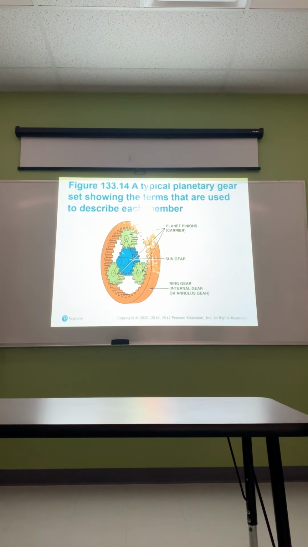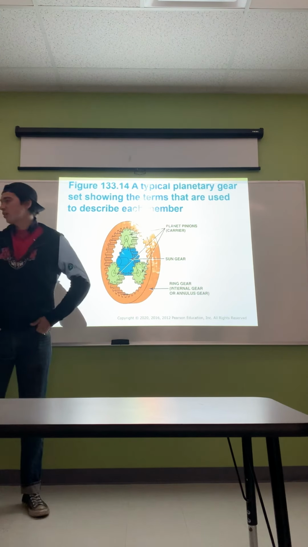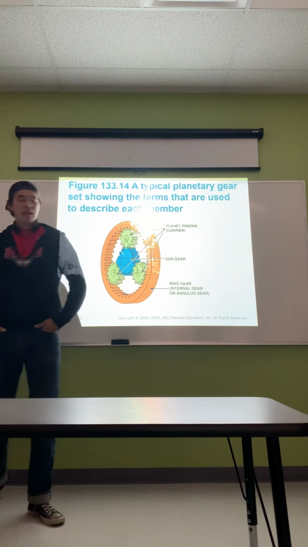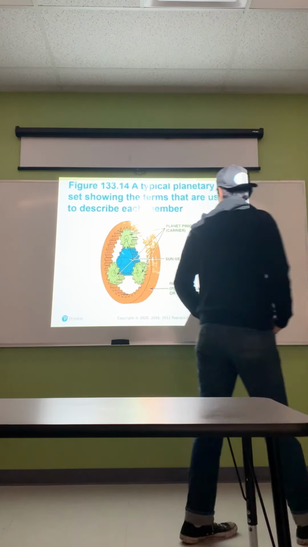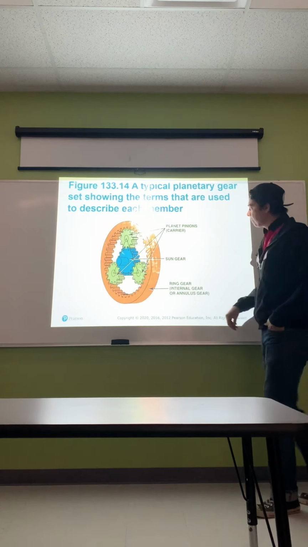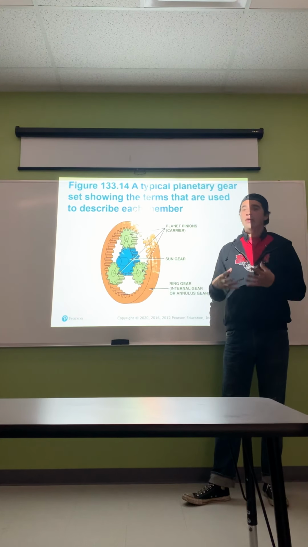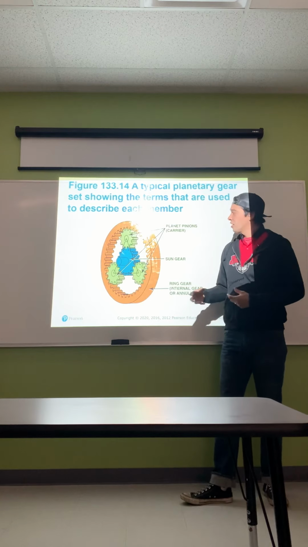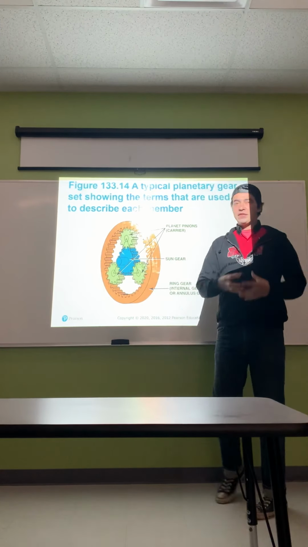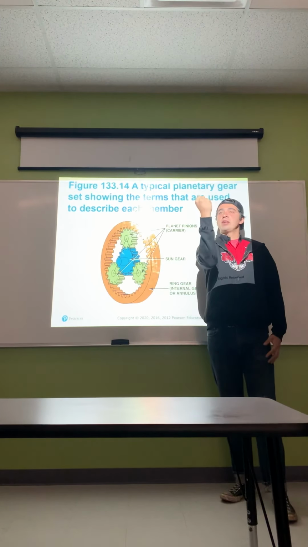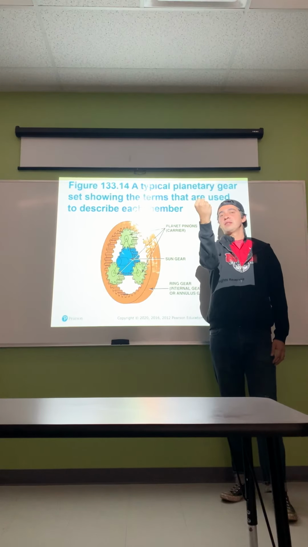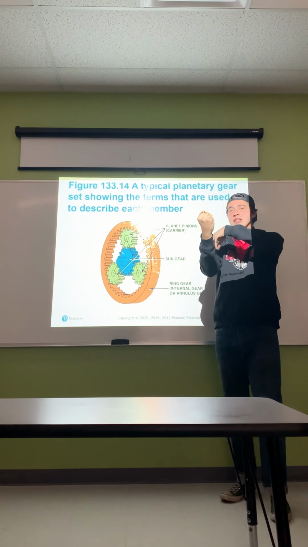A typical planetary gear set showing the terms that are used to describe each member. You have your planet pinions, your sun gear, ring gear. Now, they call it a planetary gear set due to the fact of how it functions. You have your sun gear. Think of the universe. We have our sun. What spins around the sun? Correct. You have all our planets.